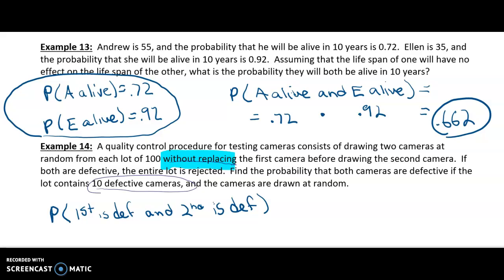So the probability that the first is defective, well, we know that there are 10 defective in the lot of 100, so it would be 10 out of 100, and tells us to multiply. And the probability that the second is defective, well, if the first one taken out is defective, then we'll only have 9 defective left. And if one camera is already drawn, then instead of 100 cameras, we have 99 cameras left. So now what you can do is you can multiply across the numerator, multiply across the denominator, and then simplify your answer. We'll get the probability is going to be 1 out of 110, which is approximately 0.009.